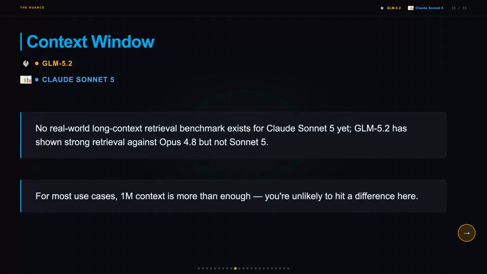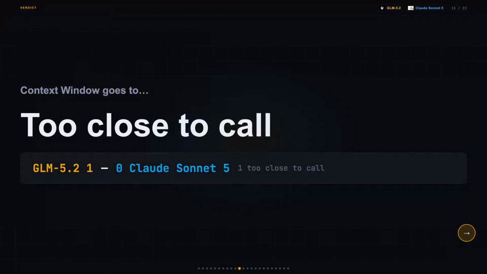Take this one with a grain of salt, because claiming 1 million tokens and actually retrieving accurately at that length are two different things. And while GLM 5.2 has shown strong retrieval against Opus 4.8, there's no head-to-head against Claude Sonnet 5 specifically. So for most real workflows where you're nowhere near 1 million tokens, this dimension probably won't be your deciding factor. This one's a tie.